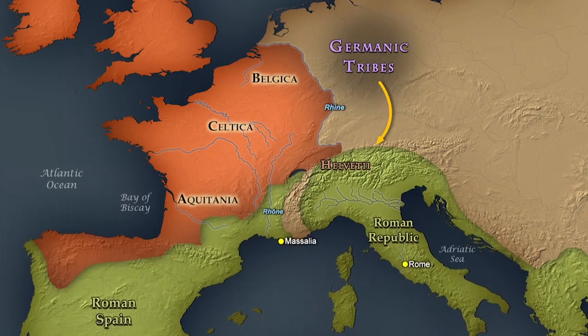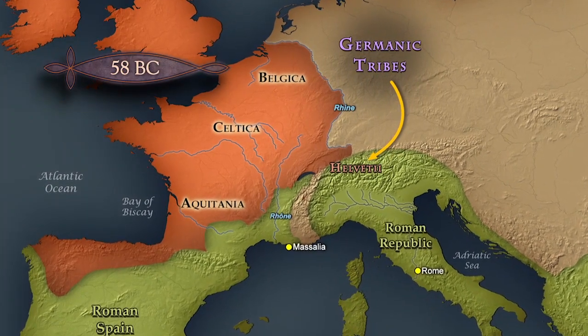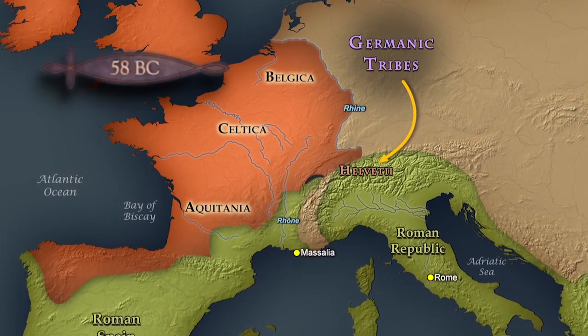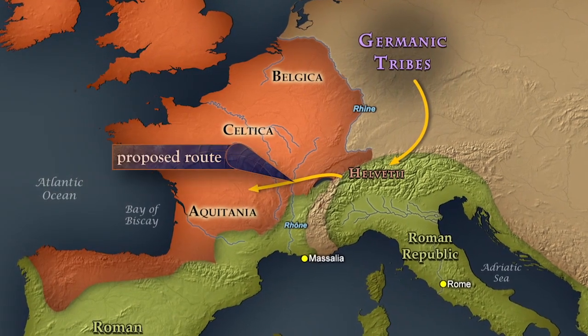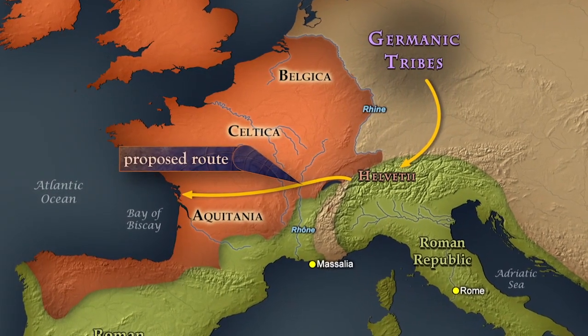Gaul. And in 58 BC, Caesar got the perfect excuse. When the Celtic world suddenly became even more unstable than usual, several Germanic tribes began moving into the territory of the Helvetii from the north and the northeast. And the Helvetii decided to move west to get out of their way. By this point, their chieftain Orgetorix had died. This migration seems to have been carefully orchestrated in advance.